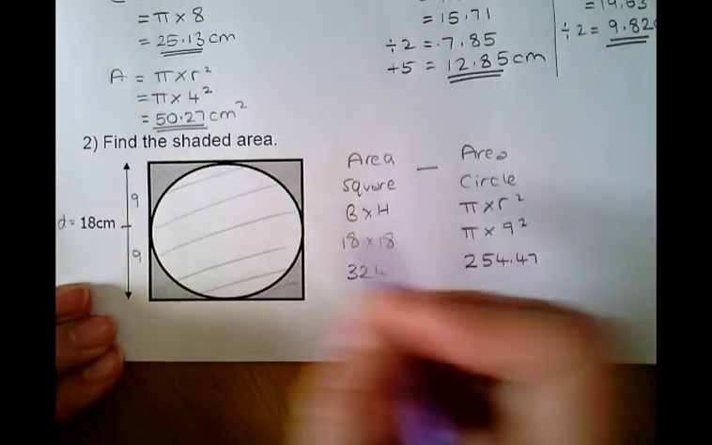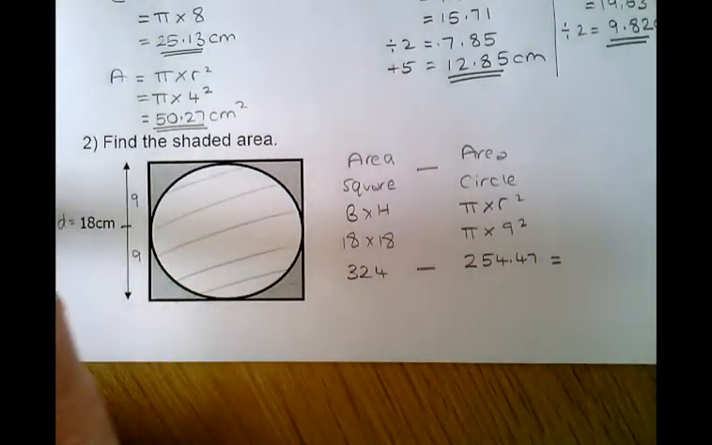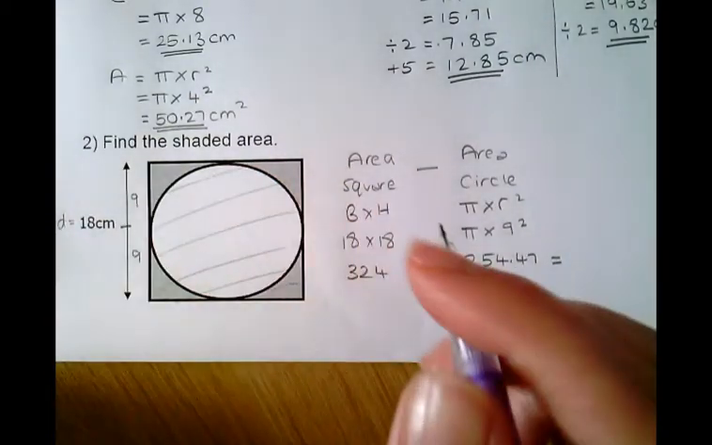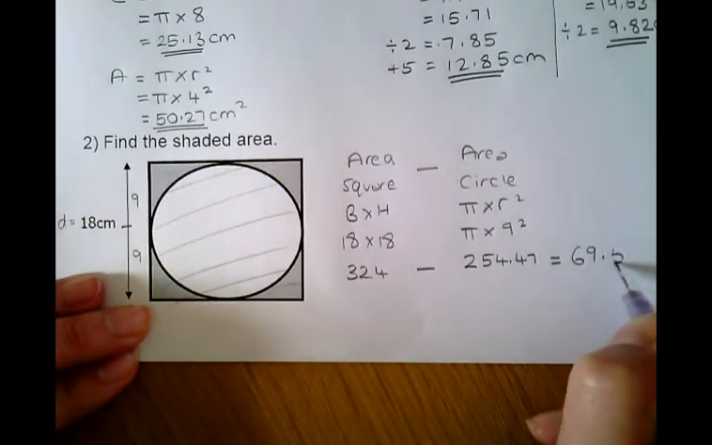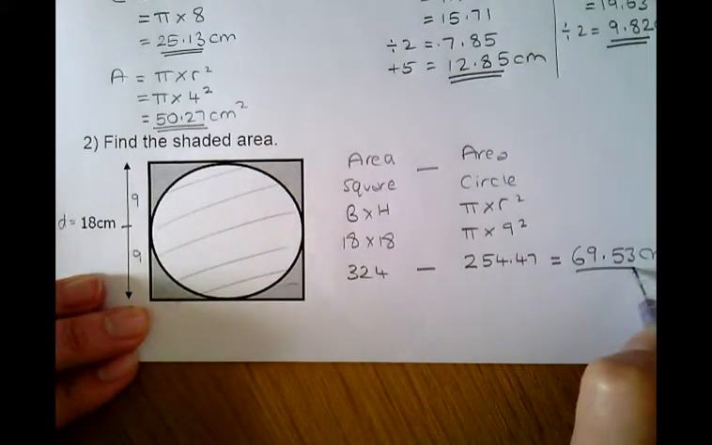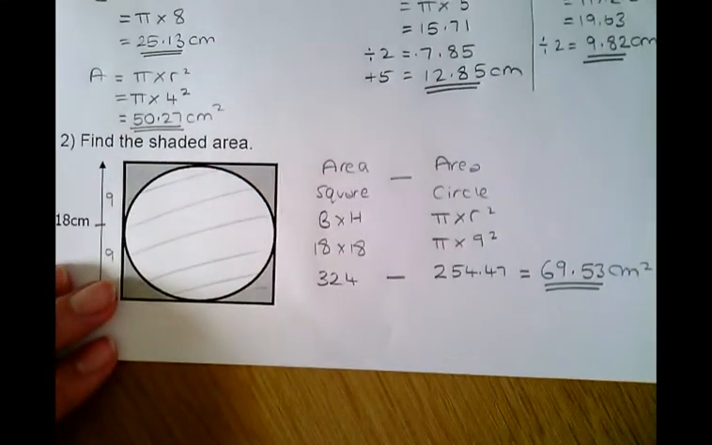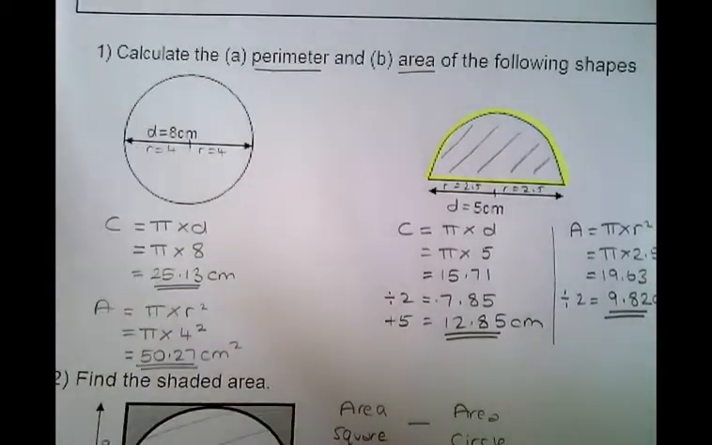Take away the circle in the middle and that would leave you with the 4 bits around the outside. So take that off 324, and you're left with 69.53. And this was all in centimetres, so your answer again there would be centimetres squared. Okay.